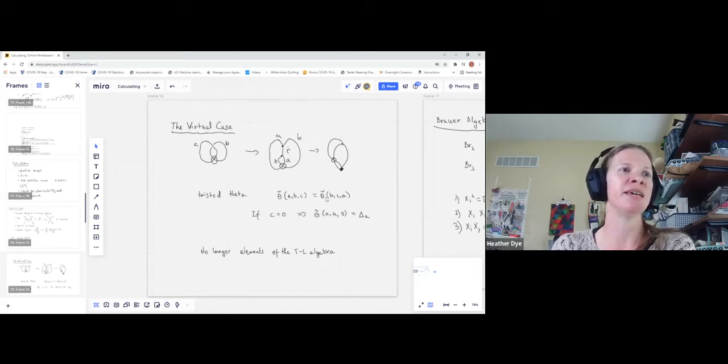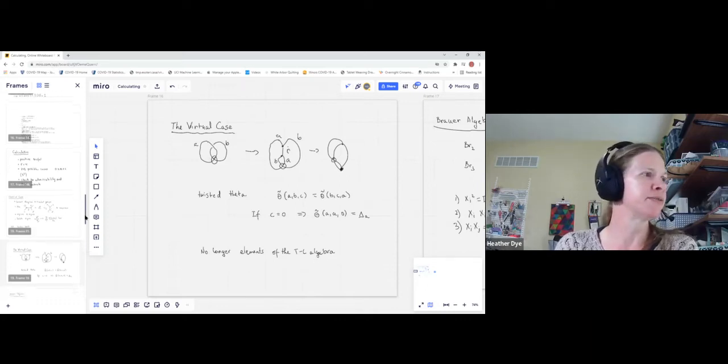Now, if we take one of these strands to be 0, basically saying there's no strands going through that, the twisted theta in this case would resolve to a delta A. So basically an unknot with A strands and a Q symmetrizer placed on it. But more importantly, we're no longer in our Temperley-Lieb algebra.